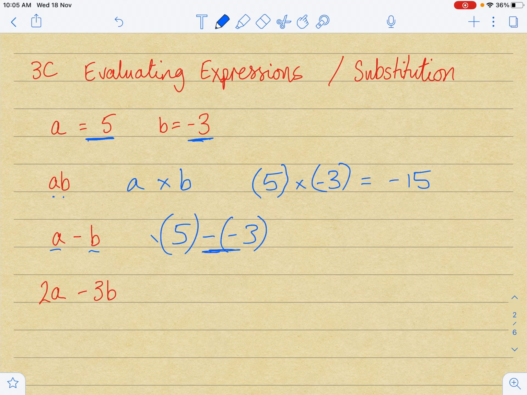So be careful with this one. When you're subtracting a negative, what I need to do is change it to a plus. So 5 minus -3 is the same as 5 plus 3, which is 8.